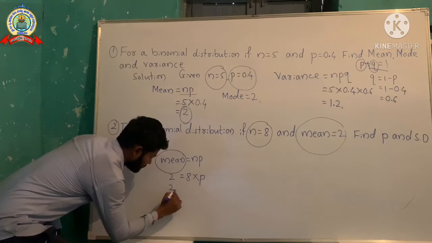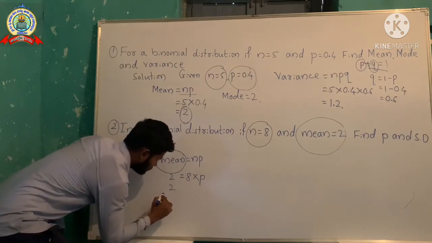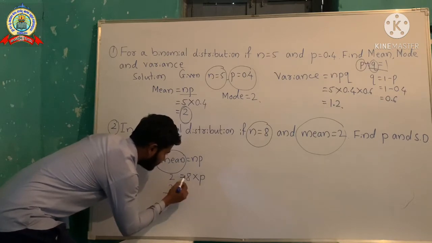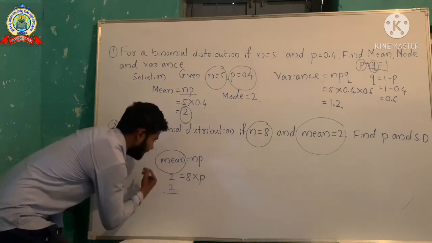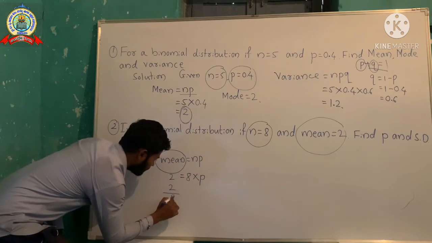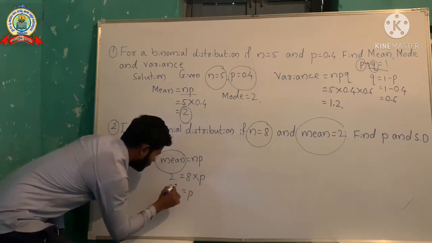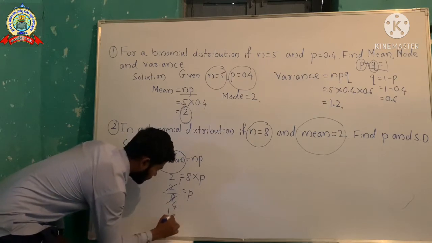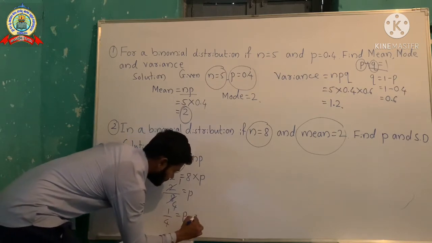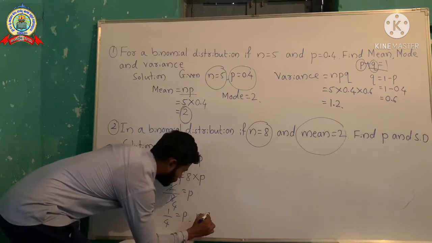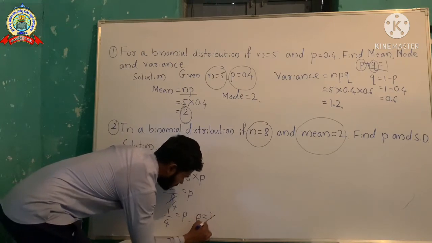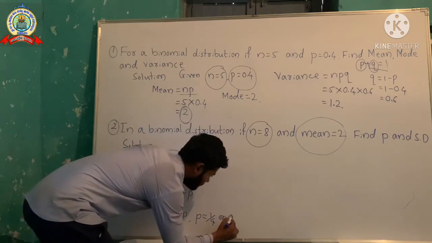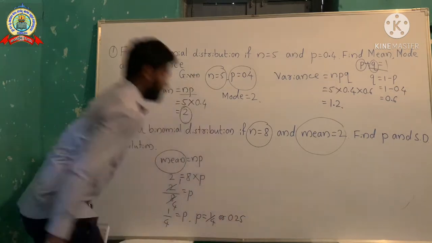So 2 is here. So divided by n. When n is multiplied with p, when it comes to the left side, it gets divided. So it is equal to p. 2 by 8, that is 1 by 4. So 1/4 is equal to p. So that is the p value, 1/4. So you can also write it in decimal form. So that is 0.25. Clear?